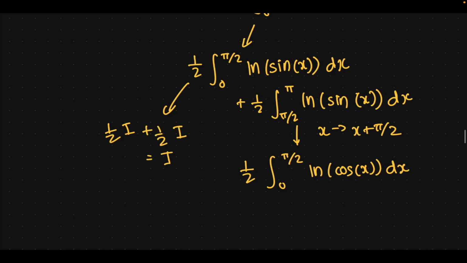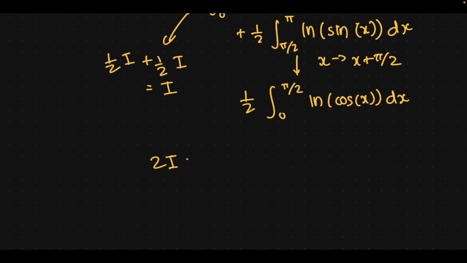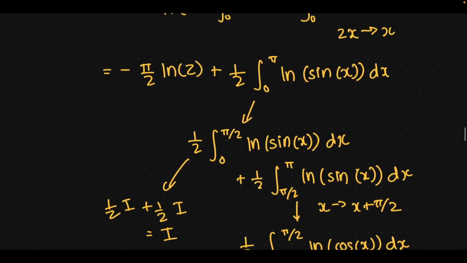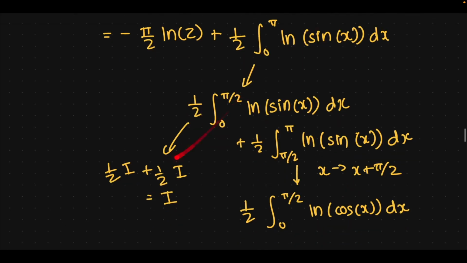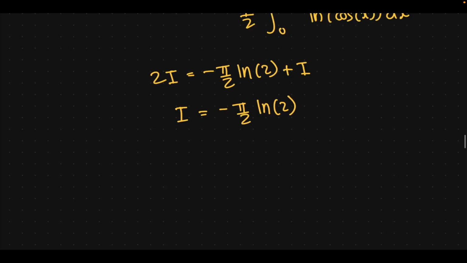So that's 1 full I in the second integral. So the equation is 2I equals minus pi over 2 ln 2 plus 1 whole I, right? Because this was the first factor. This got broken down into two, 1/2 I and another 1/2 I, which was a full I. And we just solve for I, which is minus pi over 2 ln 2. It's a very nice result that we've used countless number of times on our channel.